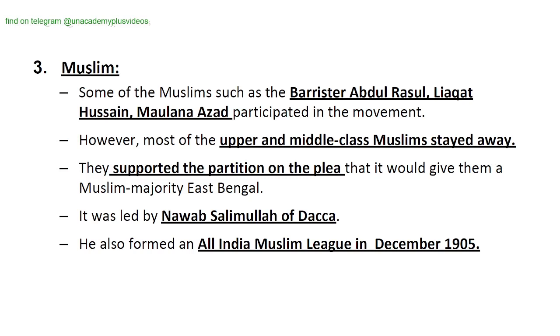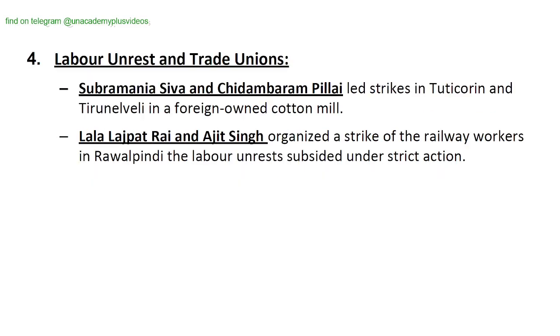However, most of the upper and the middle class Muslims stayed away. They supported the partition on the plea that it would give them a Muslim majority East Bengal. It was led by Nawab Salimullah of Dhaka. He also formed an All India Muslim League in December 1905.